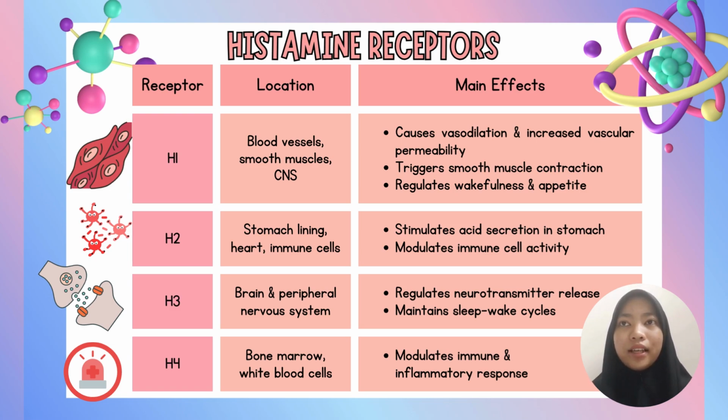The H2 receptor can be found at the stomach lining, heart, and immune cells. Its main effect is to stimulate acid secretion in the stomach for digestion and modulate immune cell activity. Meanwhile, the H3 receptor is located at the brain and peripheral nervous system. This receptor will regulate neurotransmitter release such as dopamine and acetylcholine. It will also maintain sleep-wake cycles. The last receptor is the H4 receptor, which is at the bone marrow and white blood cells. Its function is to modulate immune and inflammatory response, particularly in allergic reactions.